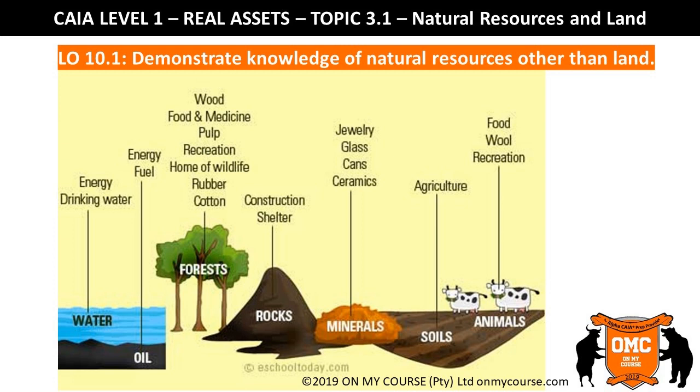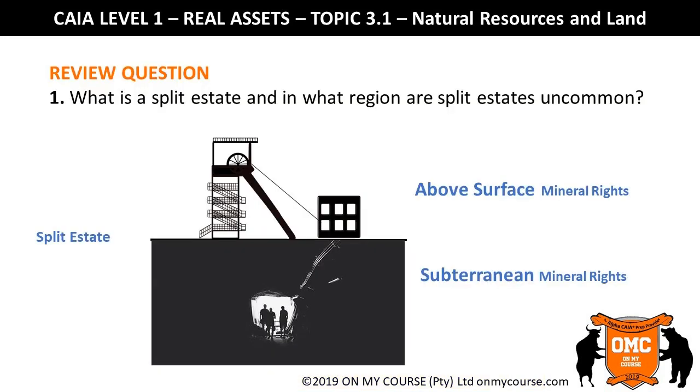And so what we want to do is focus on some of the review questions at the back of the textbook in that particular chapter 10. You'll see the first one is, what is a split estate and in what region are split estates uncommon? Well, in most jurisdictions, private land ownership is limited to surface rights, and the ownership of underground mineral and energy rights is retained by government. So a split estate is when the surface rights and the mineral rights are separately owned. Two different parties have ownership of the natural resources or the mineral rights on an estate.